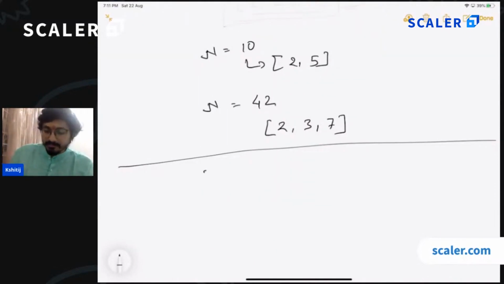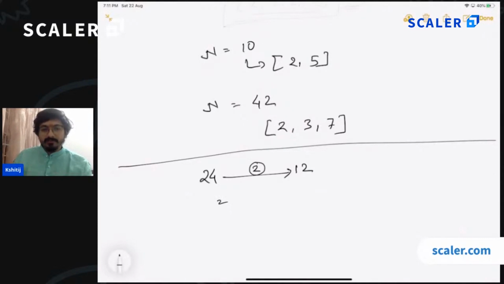If I'm given 24, what will I try to do? I will pick the smallest number with which I can divide it, right? The smallest number that I can figure out is 2. So I will try to divide 24 by 2. I get 12. Okay. And this 2 gets added to my answer.